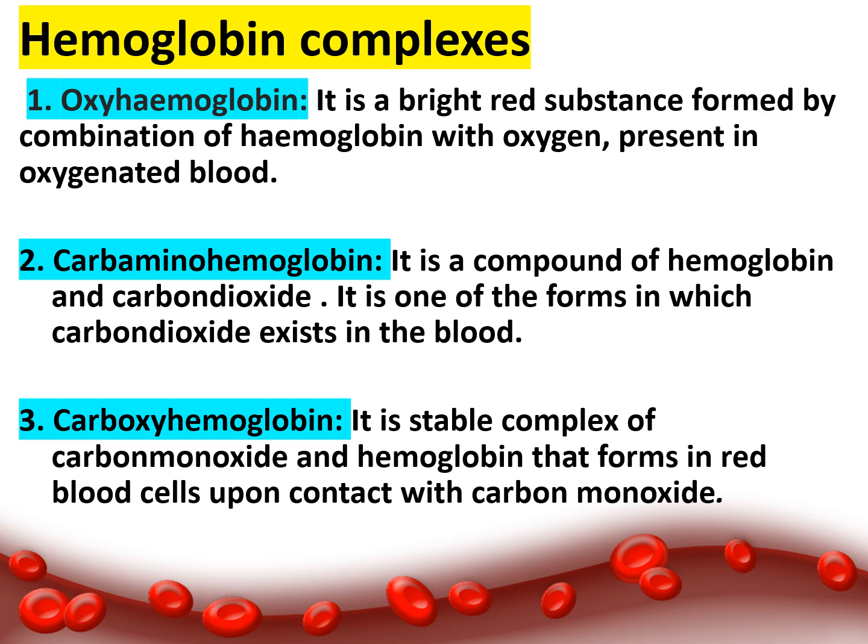Okay. Now we will learn about a few hemoglobin complexes. First, what is oxyhemoglobin? It is a bright red substance formed by the combination of hemoglobin and oxygen. Okay, and it is present in oxygenated blood. Second, carbaminohemoglobin. It is a compound of hemoglobin plus carbon dioxide, and it is one of the forms in which carbon dioxide exists in the blood. Okay. Third, carboxyhemoglobin. It is the stable complex of carbon monoxide and hemoglobin that forms in red blood cells upon contact with carbon monoxide. You have to see here, this is carbaminohemoglobin and this is carboxyhemoglobin. Okay.